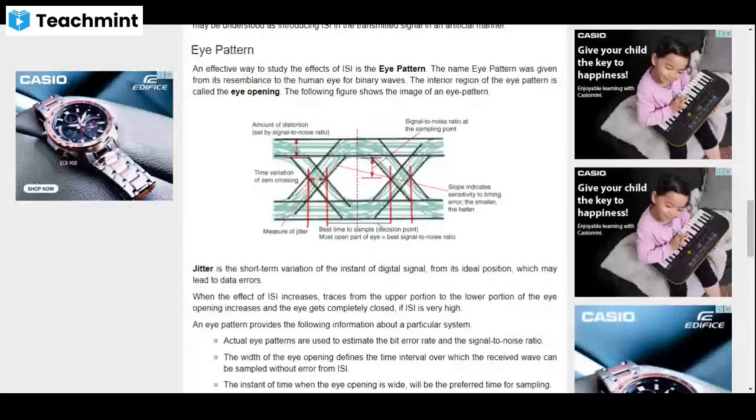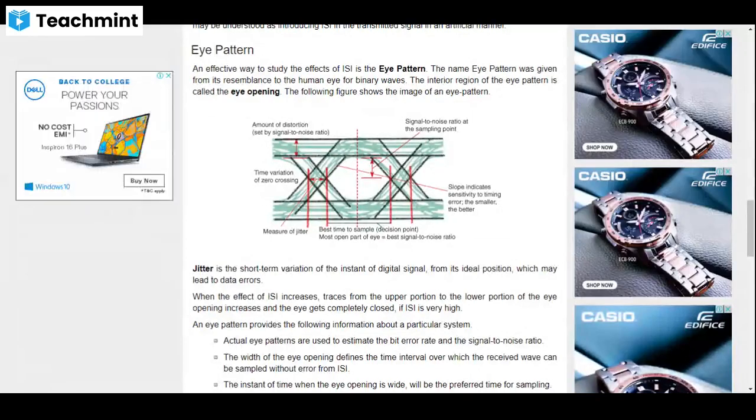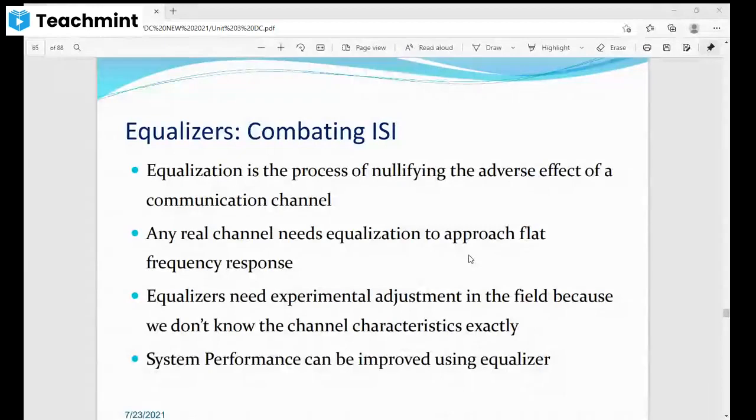Okay. So after this, there is a most important point, that is the equalizer. After the eye diagram, we will see the equalizer. Equalization is the process of nullifying the adverse effect of the communication channel. What is equalization? It is the process of nullifying the adverse effect of the communication channel.